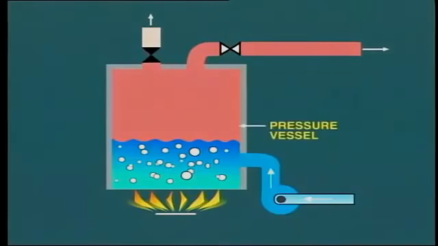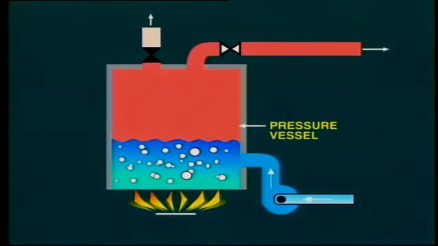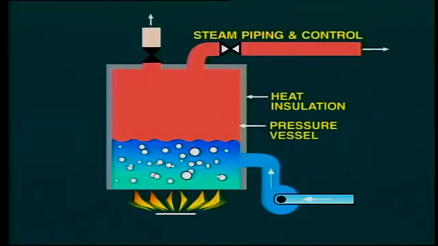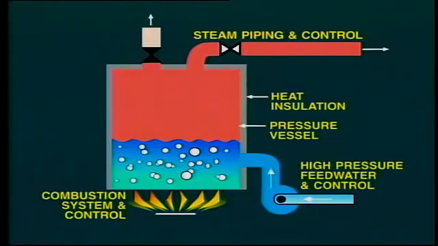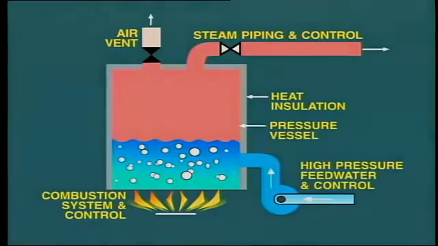From this hypothetical simple boiler that we've been studying, let us summarize the major components that must be provided in any boiler installation. These are the pressure vessel, built to withstand the operating pressure; heat insulation, to prevent loss of heat from the vessel to atmosphere; steam piping and a means of controlling steam flow; a combustion system and a means of controlling fuel supply; a supply of high-pressure feed water, and a means of controlling water level in the vessel; air vents on top of the vessel to permit expulsion of air during startup.